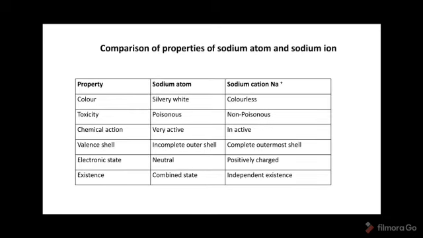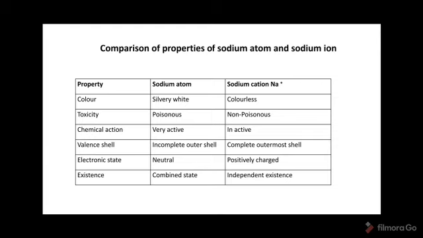Comparison of properties of sodium atom and sodium ion. Sodium atom has 11 protons and 11 electrons, but sodium ion has 11 protons and 10 electrons. Properties of sodium atom and sodium cation. Color: the color of sodium atom is silvery white. Sodium cation is colorless. Toxicity: sodium atom is poisonous. Sodium cation is non-poisonous.